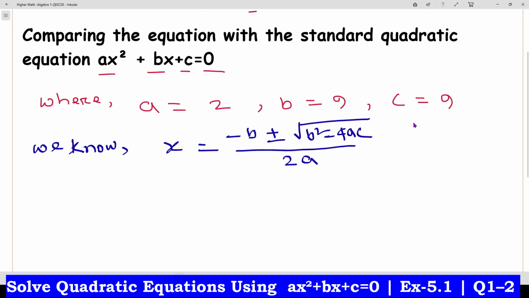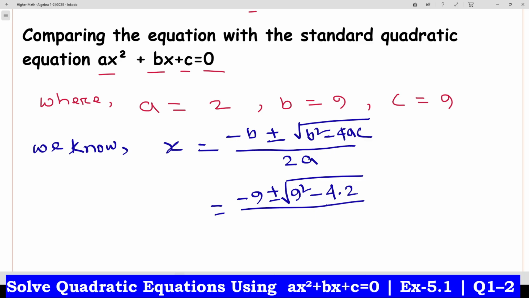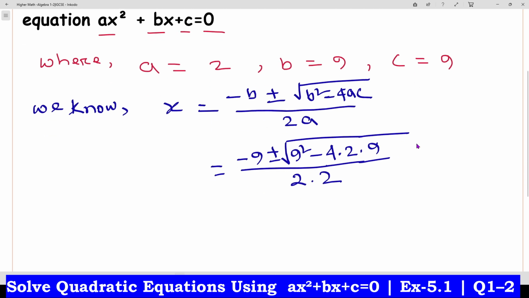Now we will substitute the value which we already get from this equation. So first minus b is 9, so minus 9, then plus minus root over b square, it means 9 square, minus 4ac, 4 times a means 2 times c means 9. Now 2a, 2 times a means 2. So we can write here minus 9, then plus minus root over 9 square is 81 minus 4 times 2 is 8, 8 times 9 is 72, divide 2 times 2 is 4.